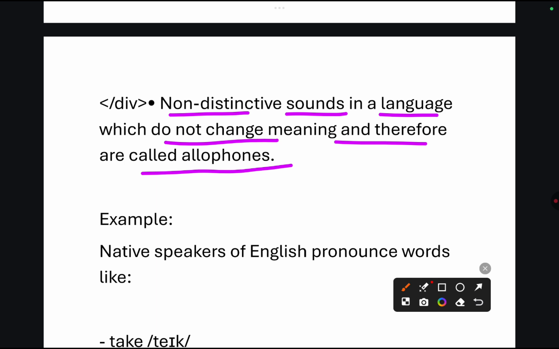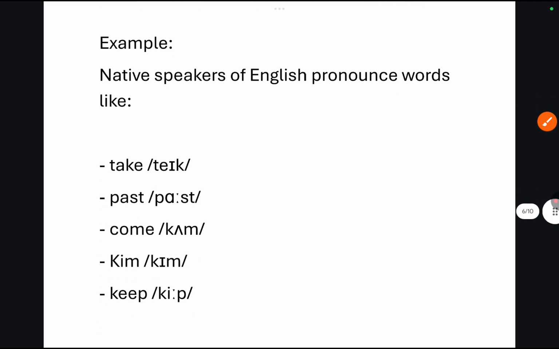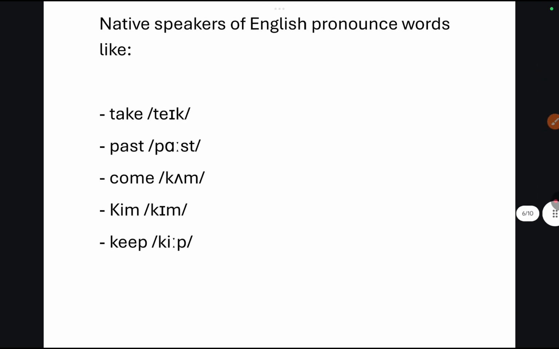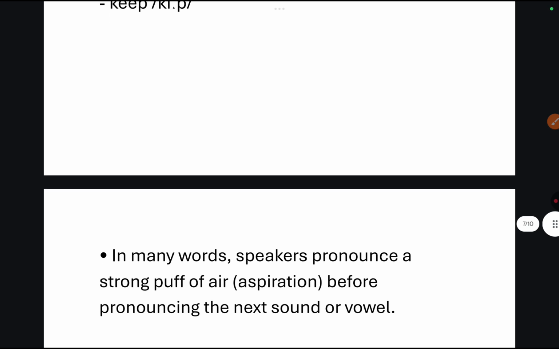In simple terms, native speakers of English pronounce some words with an "ha" sound. Before pronouncing the other sound, the "ha" sound is followed by that particular word. I will give examples like "take", "fast", "come". You can pronounce these words at your end and you will come to know.